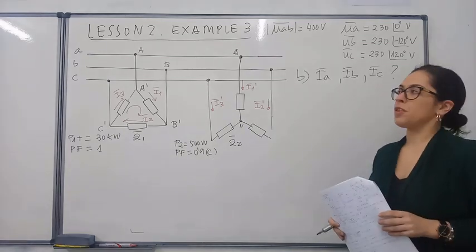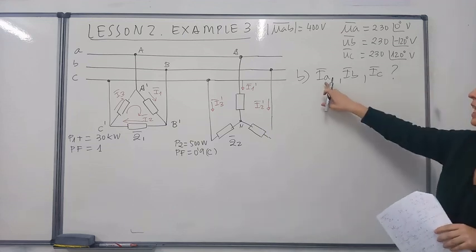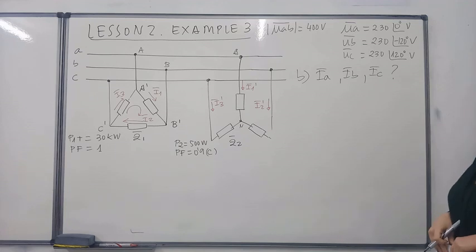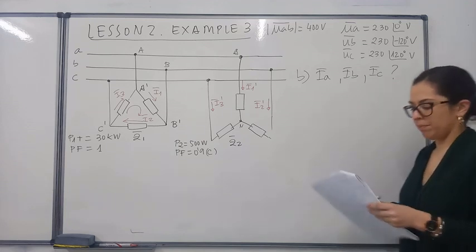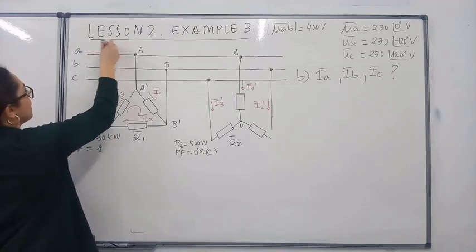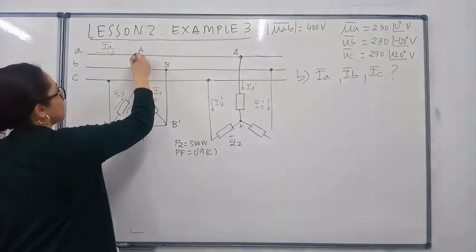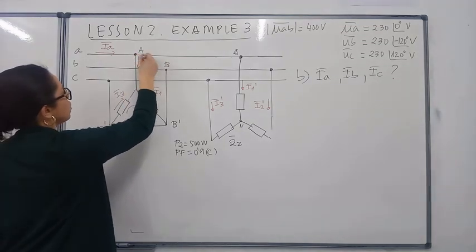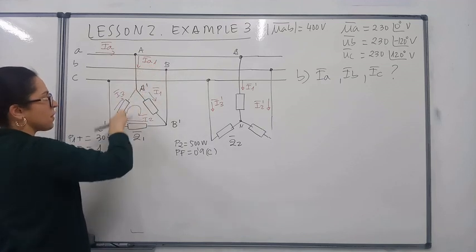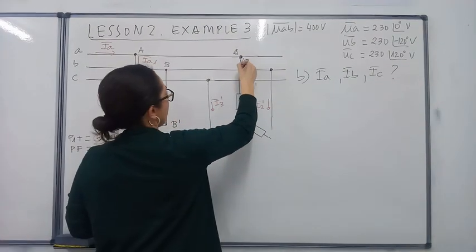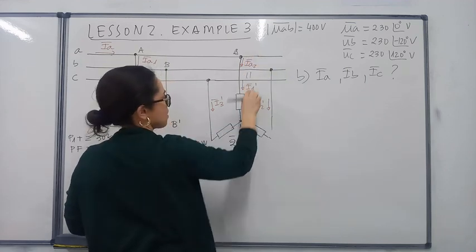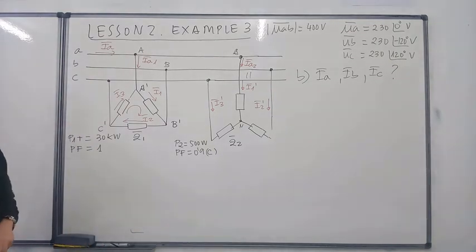After this calculation, the next question asks for the line currents IA, IB, and IC. So how could we get these values? Well, as you can understand, the current IA, which is flowing here, is going to be divided into two currents: IA1, which is going to supply this delta, and IA2, which is going to be exactly the same as the value that we have already calculated.